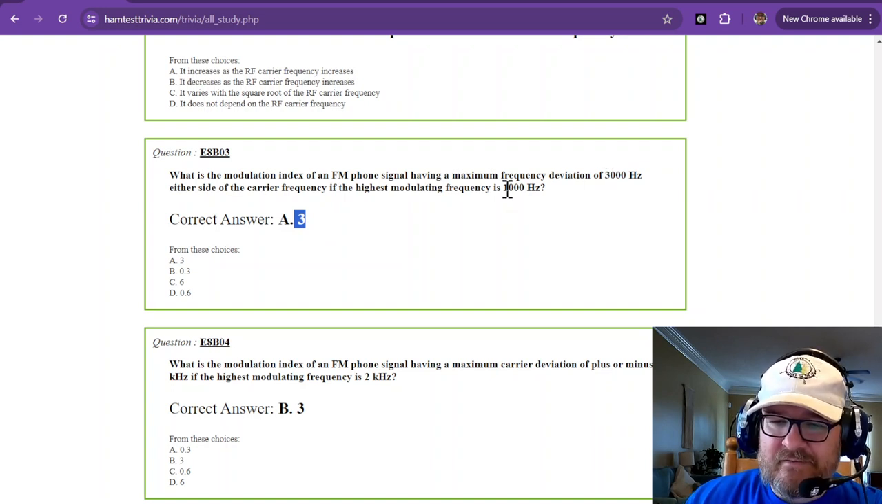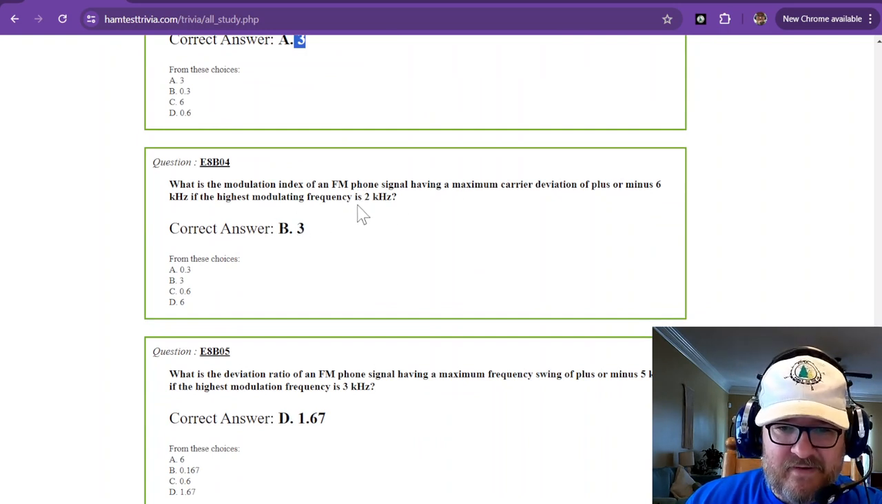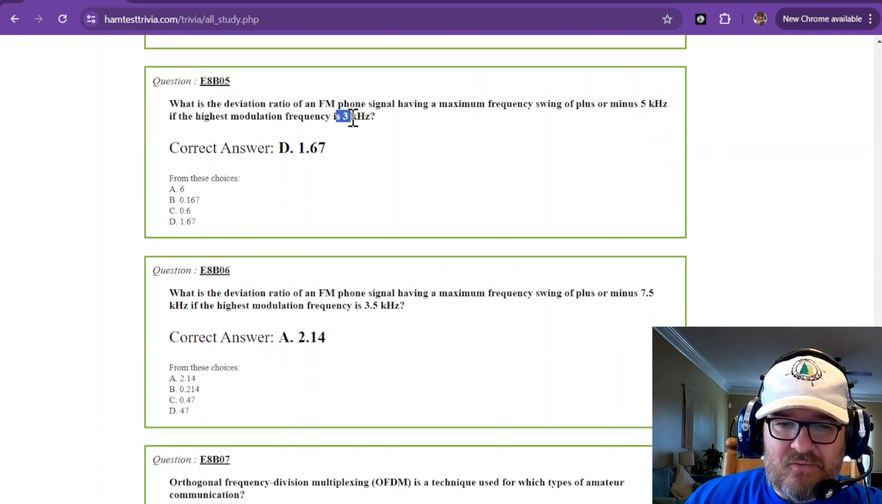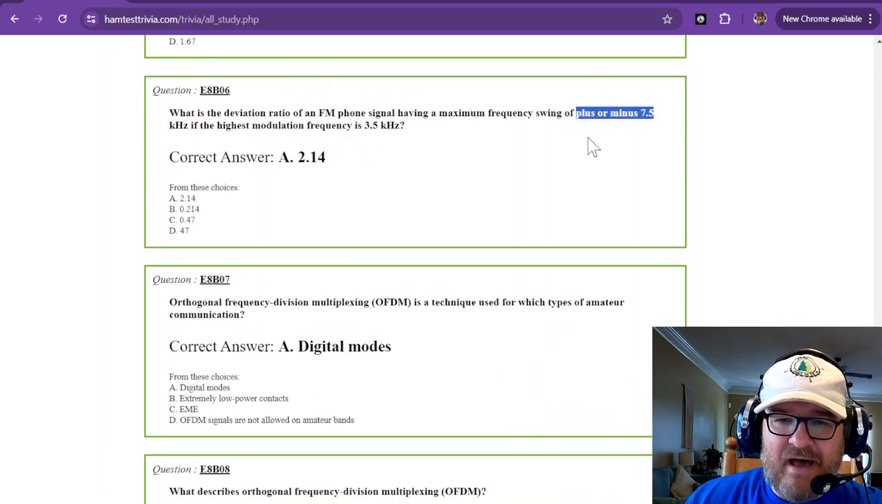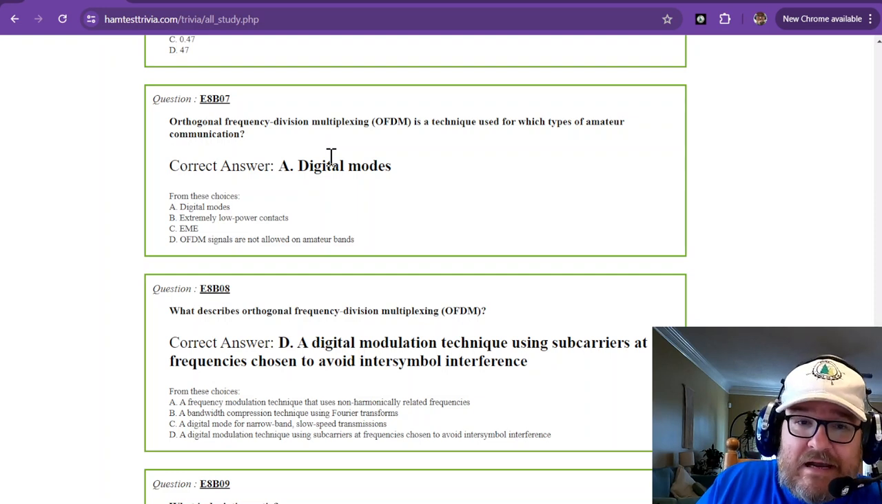So 3 divided by 1 is 3. 6 kilohertz divided by 2 kilohertz, the kilohertz drops off, you get 3. 6 divided by 2 is 3. 5 divided by 3 is 1.67. 7.5, that is your maximum frequency swing or deviation, and 3.5 kilohertz is 2.14. Alrighty, that's 6 questions out of the way right there.